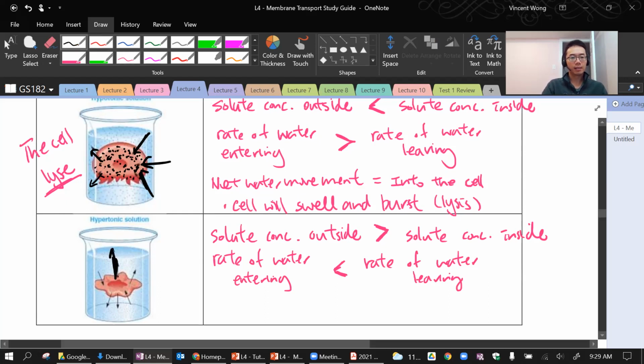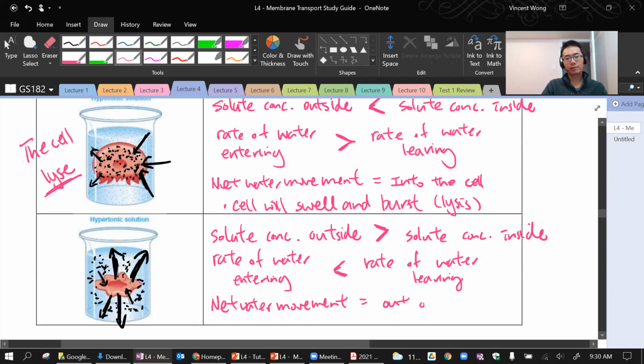Leaving, and then you have some coming in. And again, there are many more dots on the outside than inside. So net water movement is out of the cell.